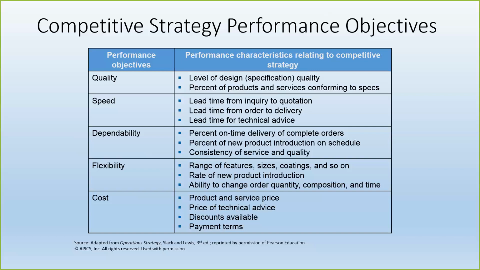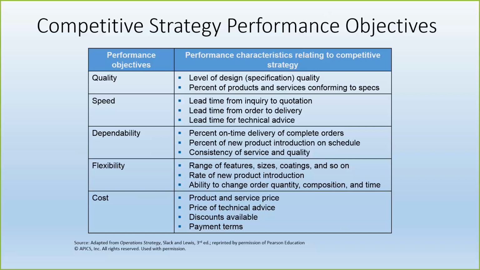Our fourth performance objective here is flexibility. That could be in the range of features or sizes or coatings, various different settings that we may have, and of what we can deliver to them, how fast we're entering new products and introducing those. What about the ability to change an order quantity, composition, and the timeline of an order? Are we going to compete on flexibility? If so, we need to be set up in order to do so.